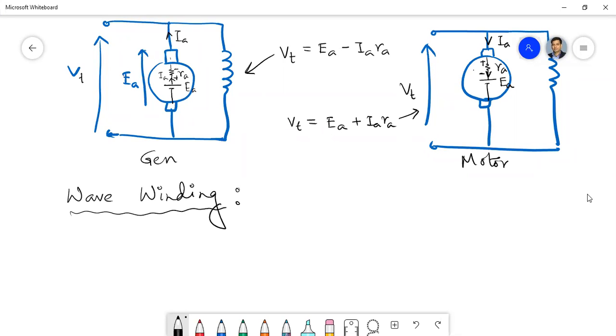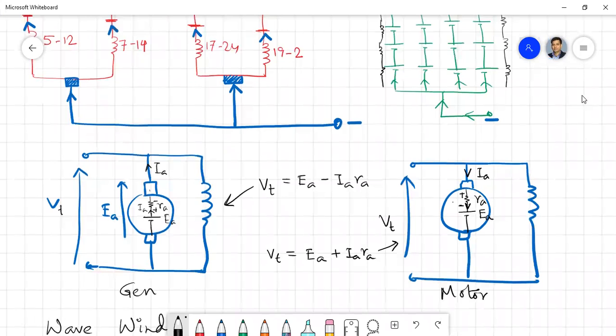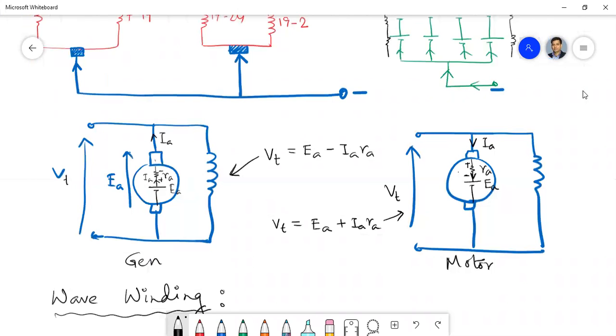Another thing I missed here is that the lap winding which I have discussed and which you have drawn is called the simplex lap winding. Because here you have seen that the commutator pitch YC is plus minus 1 and the winding pitch is plus minus 2.